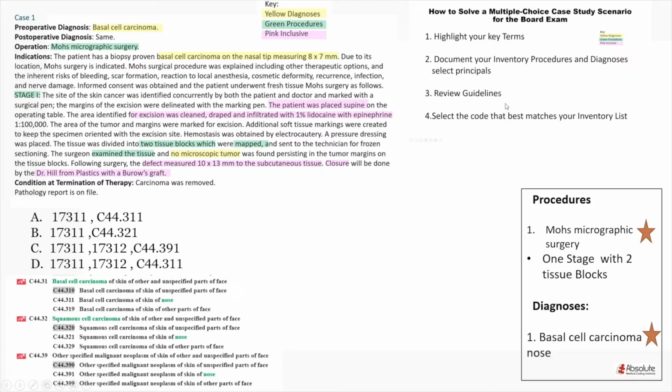And let's review any guidelines if we have them. There are no guidelines. Now, let's go ahead and look up our code. We're going to look up our ICD-10-CM code. This is basal cell carcinoma.